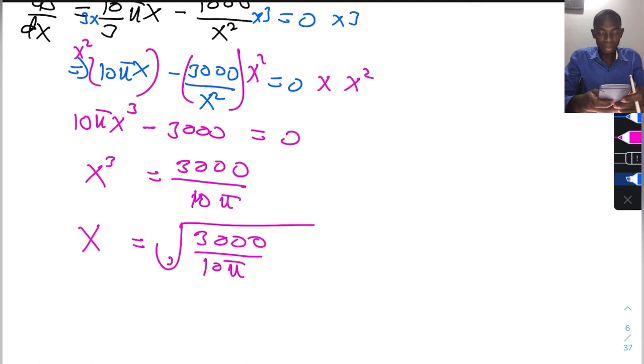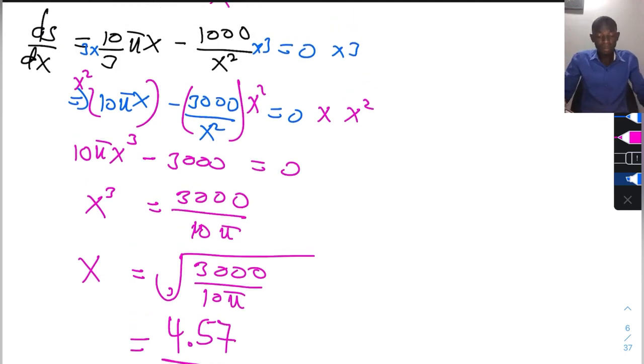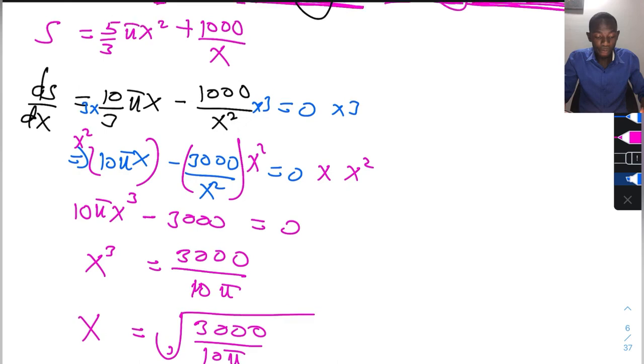10 pi. Pi, okay. And the calculator tells me that I have 4.57. Okay, 3SF. So that's basically the value of x.